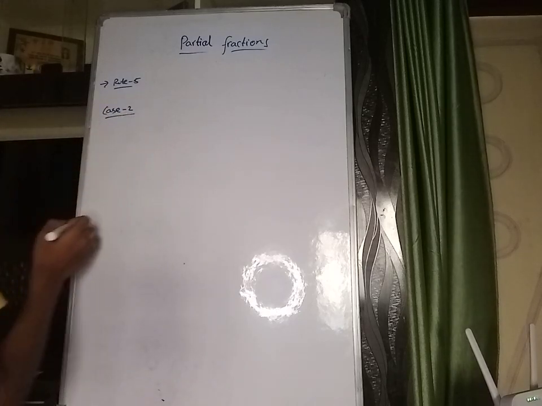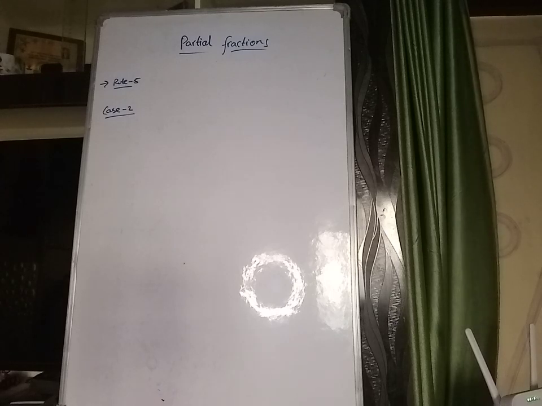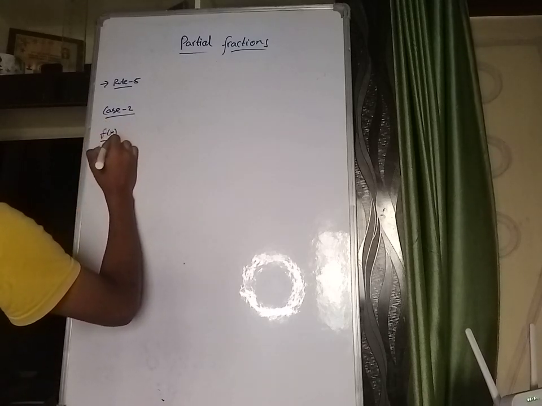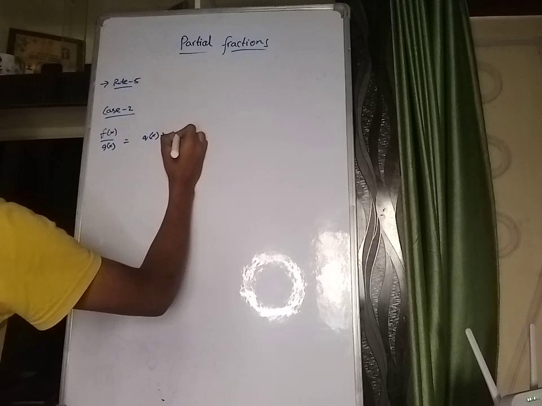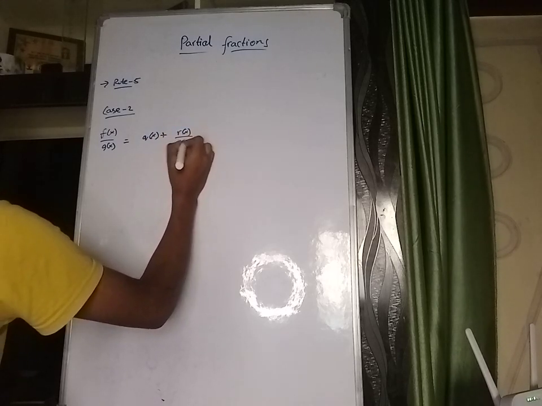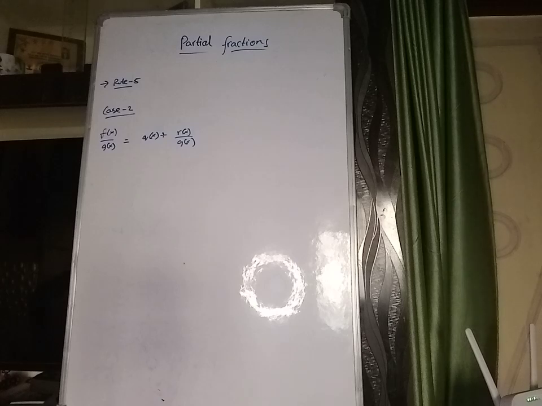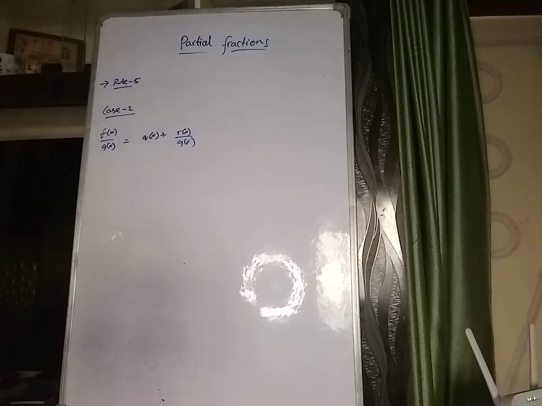Case 2 is nothing but if degree of f of x is greater than degree of g of x, then by the division algorithm there exist q of x and r of x such that f of x by g of x is equal to q of x plus r of x by g of x, where r of x is equal to 0 or degree of r of x is less than degree of g of x. Okay, these are the five rules in partial fractions. I hope you all understand. Thank you. If anyone has doubts, please comment.